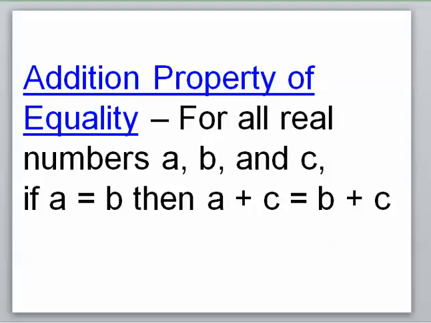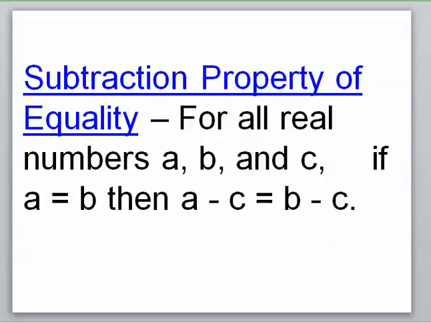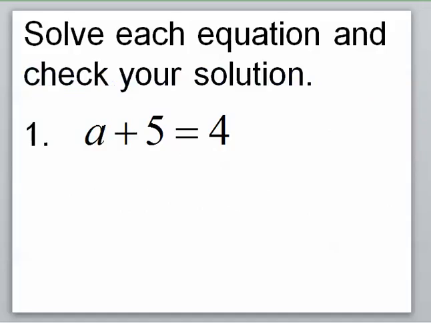What it says is that if you have two things that are equal, notice how those are on opposite sides of the equal sign, and you add the same amount to both sides, they're still equal. Same thing holds true for subtraction. If you start out with two things that are equal, notice how they're on opposite sides of the equal sign, and you subtract the same amount from both sides, they're still equal. That's what we're going to do when we solve each of these equations today.